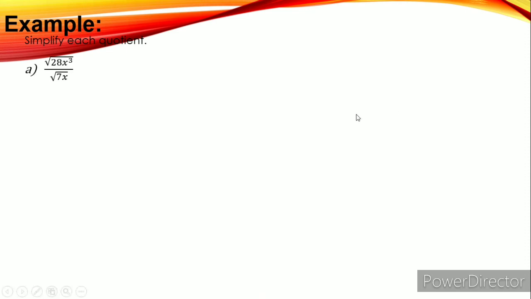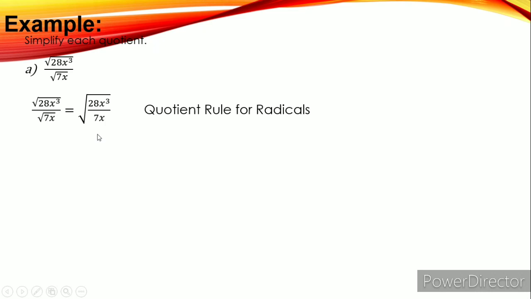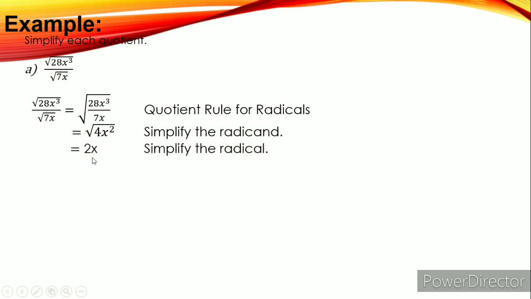Let's have the example. Simplify each quotient. Letter A example. Square root of 28 x cubed divided by 7x can be written, by the quotient rule for radicals, as square root of 28 x cubed divided by 7x. Then, square root of 28 x cubed divided by 7x equals square root of 4x squared. Then, square root of 4x squared can be simplified as 2x.